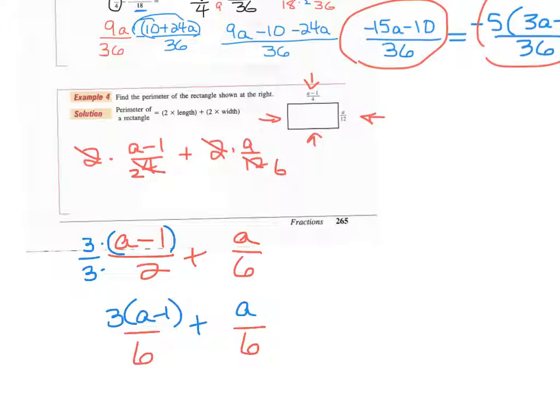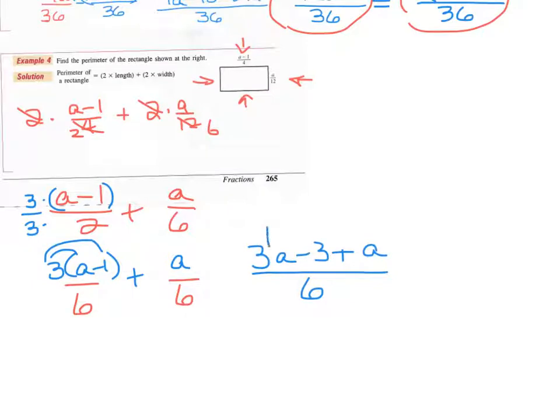So now at the top, you need to distribute and then combine like terms. So 3 times a, 3 times negative 1. And then I have the plus a, and the whole thing is over 6. Now I need to combine my like terms. So 3a plus 1a is 4a minus 3 over 6.